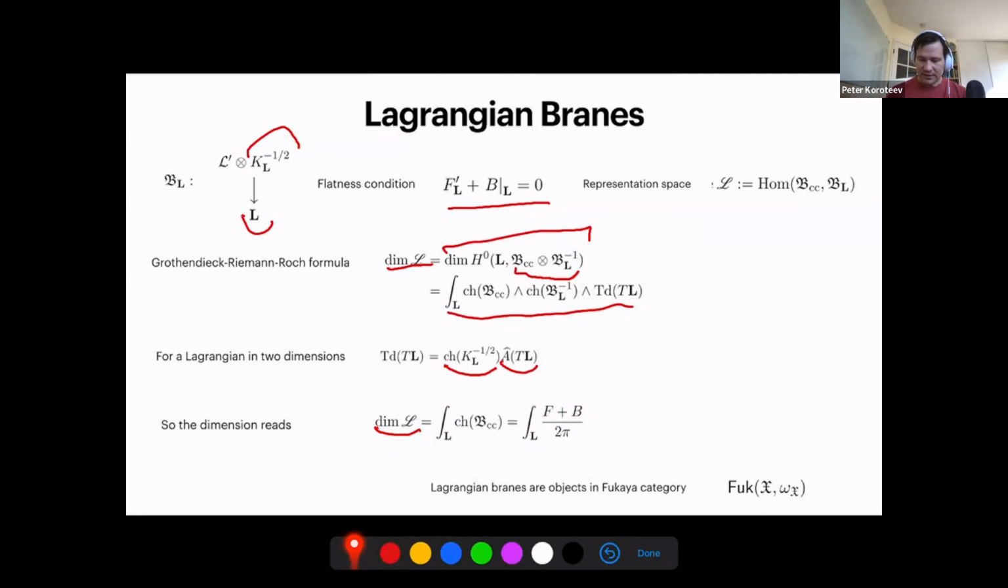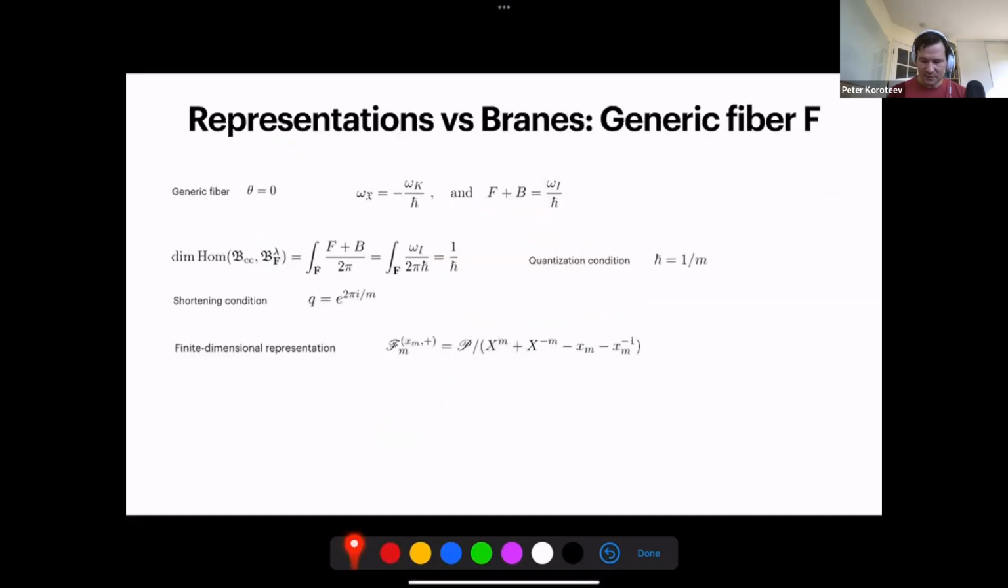So Lagrangian branes will be objects in the Fukaya category. Now let me show you some examples, because I'm running out of time.